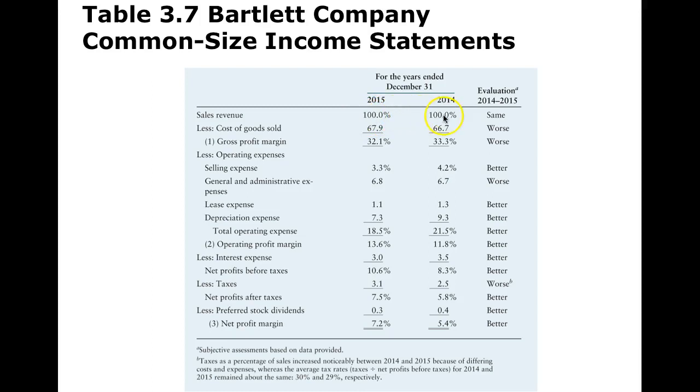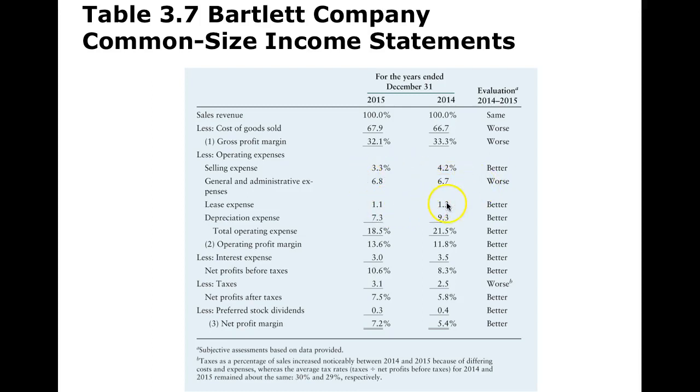So we keep the sales revenue at the same 100%, and then we look at the gross profit margin, and if 2015 is lower than 2014, we say it's worse. If our cost of goods sold is higher, we say it's worse. We look at this, the selling expense has gone down, so that's better. And general administration expenses have gone up, so that's worse.